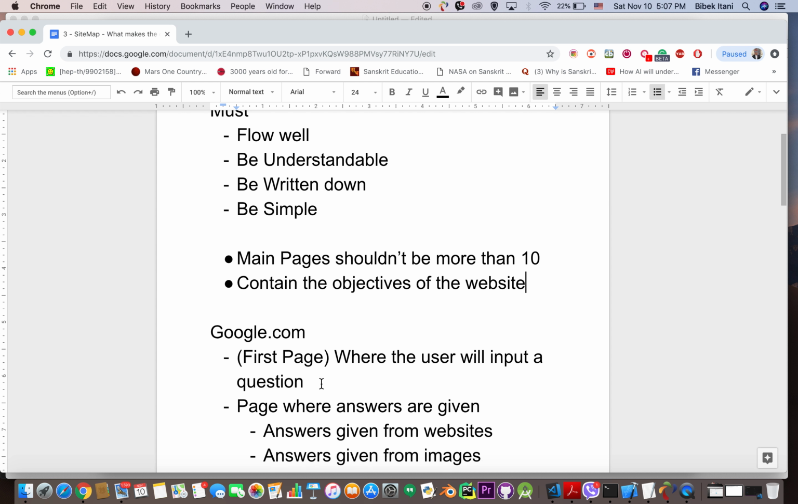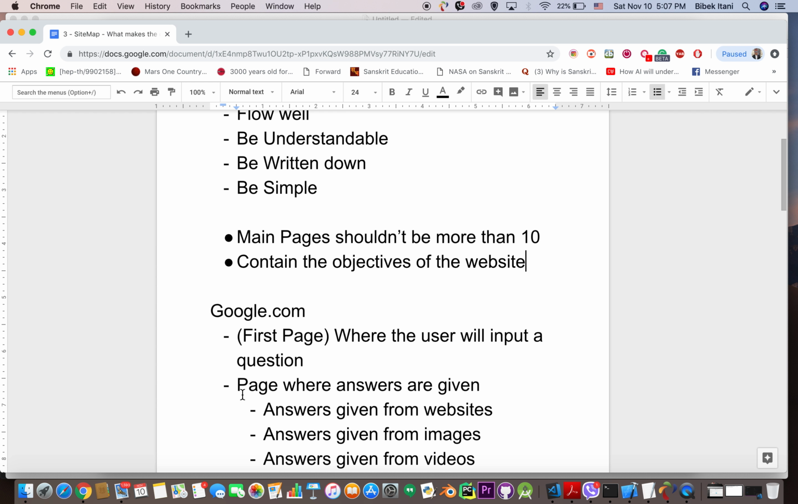Google's objective is such that users will input questions and they'll get a page where the answers are given. That is why they have just 2 pages. Whatever your objectives, I don't think they will need more than 2 pages. That's why you should limit them and use that as a check.